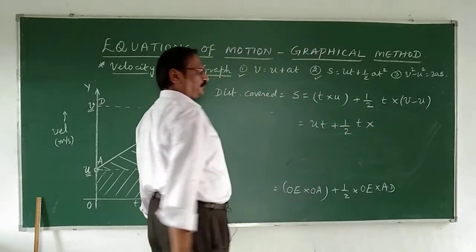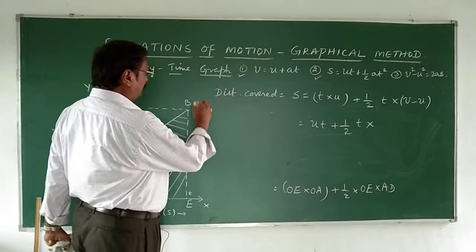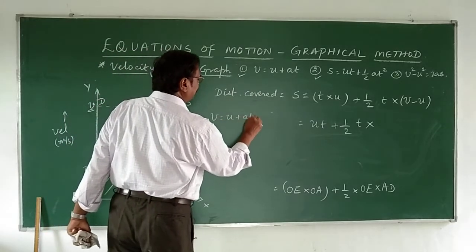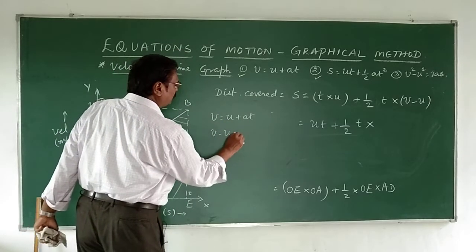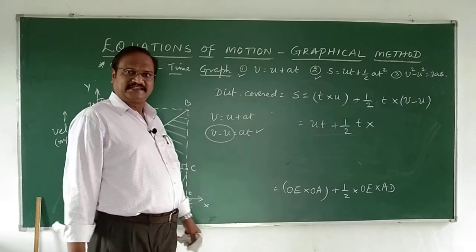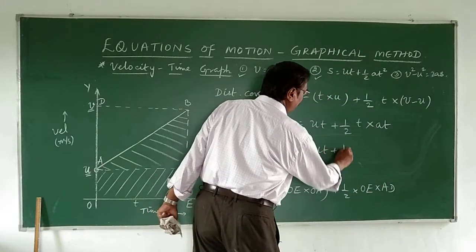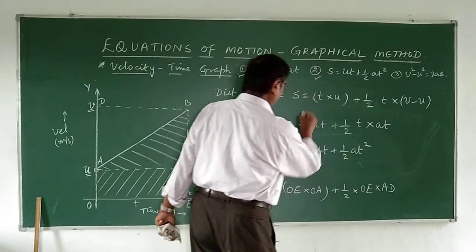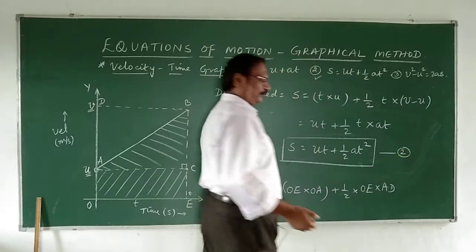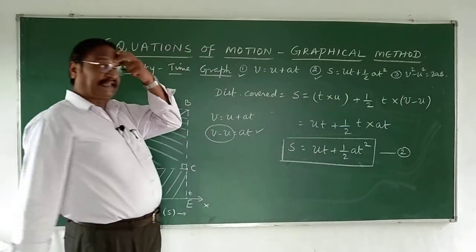Now we have to substitute somewhere for the value of time. What is the formula? Or V minus U, let us say. We know V is equal to U plus AT, or we know V minus U is equal to AT. So can I put V minus U equal to AT? Fine. Now I put AT, and that is equal to UT plus half AT square, that is equal to S. And what is this? This is the second equation of motion, and we have derived it using the graphical method.